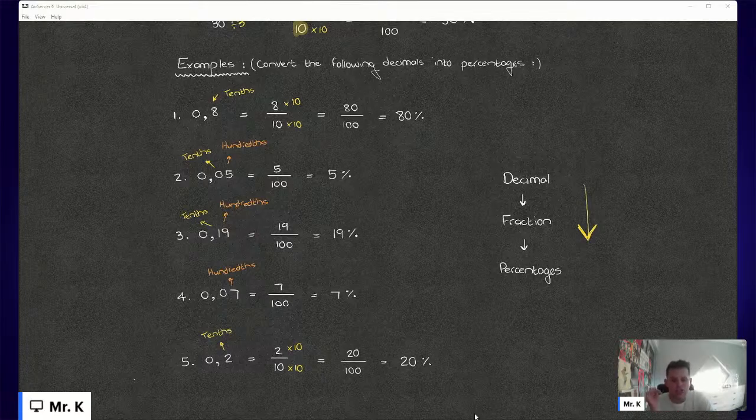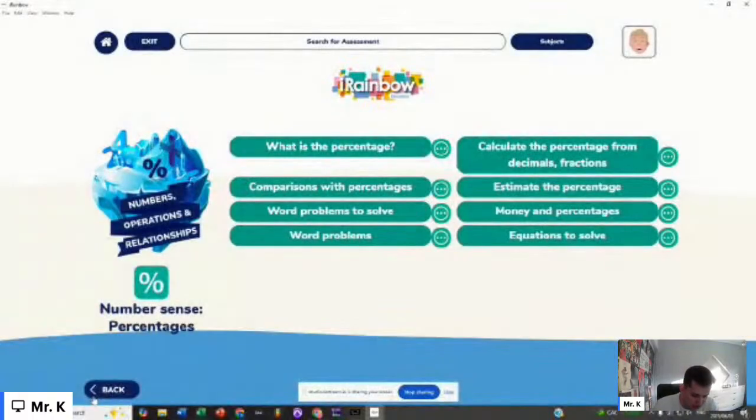Guys, I'm going to quickly change my screens. If you need me to come back to this screen over here so that you can finish copying, please just type a message into the comment box for me. But let's go and take a look at iRainbow, guys, because it's definitely worth looking into.